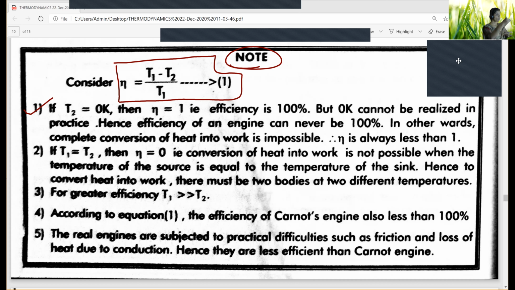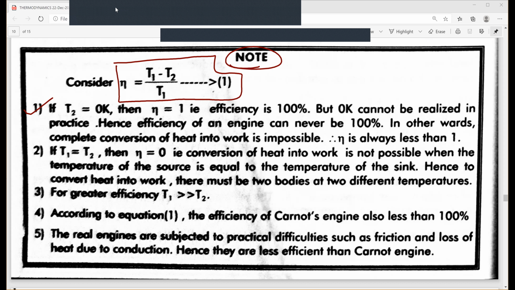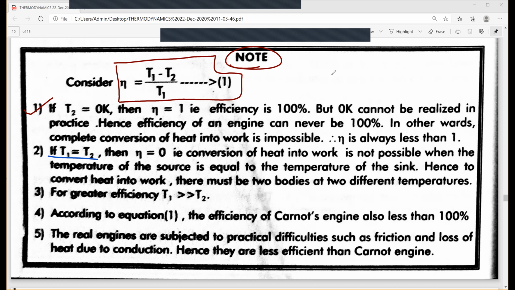Third point, for greater efficiency, T1 must be far greater than T2. According to equation 1, the efficiency of a Carnot engine is always less than 100%. That we have to remember. And real engines are subjected to practical difficulties such as friction and loss of heat due to conduction. Hence, they are less efficient than the Carnot engine. These points we have to keep in mind. This is an important thing, and these conditions we have to remember.